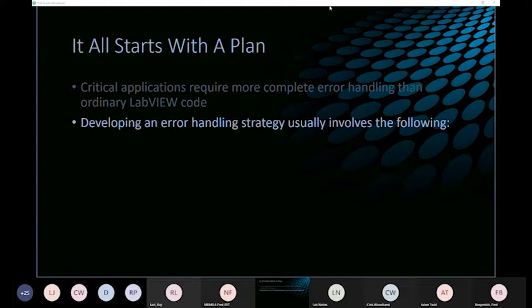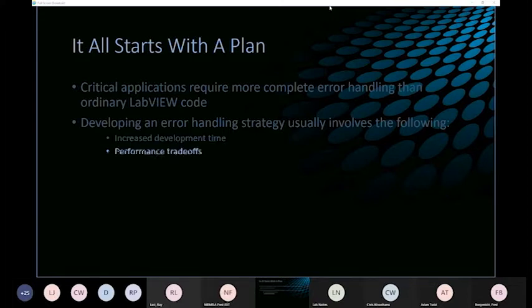Also, when you go to develop your error handling strategy, you usually are going to be talking about these things. It's going to increase your development time, right? And not only do you have to plan it, but you have to write the code to support it. So you will have an increase in your overall development time. Also, there can be performance trade-offs. So you have to think about that as well. If your error handling is happening all the time after each operation, for example, if you're checking for errors, that's going to obviously impact your performance. So you have to weigh that in your planning.